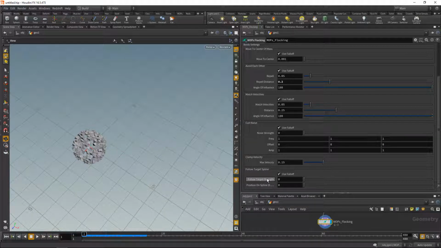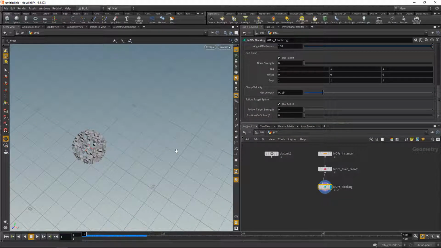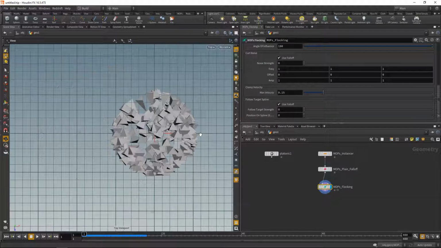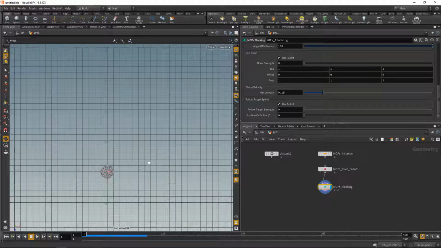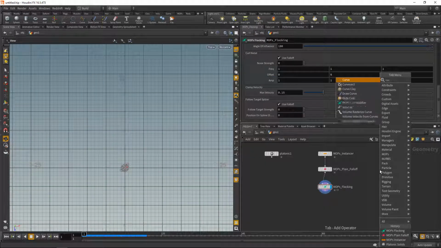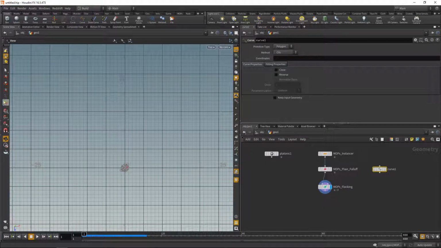And again, this is the overall strength of that force pulling our particles to that target, and this is the position of the target on a given spline, ranging from 0, the start of a spline, to 1, the end of the spline. To demonstrate, let's go into the top view by hitting space and 2, zoom out a bit, and then drop down a curve. With the tool handle selected, let's draw a cheap curve, starting around the beginning, and then maybe going like this here, hit enter.